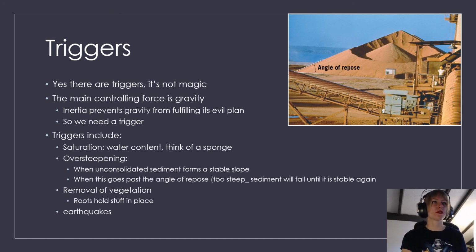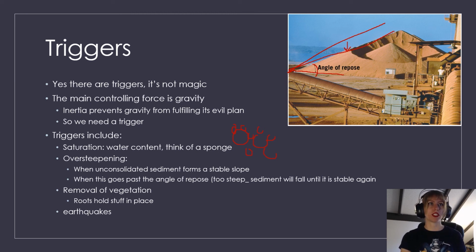Okay, and then we have oversteepening. So oversteepening occurs when unconsolidated sediment, remember all the different sizes together, they don't exactly fit together. Unconsolidated sediment, okay? Forms a stable slope, which is known as the angle of repose, which is like this sandhill here. When this goes past the angle of repose, meaning it becomes too steep, so if it becomes this steep instead, you'll actually have a slide. The sediments will slide down until it goes back to the angle of repose where it is stable.